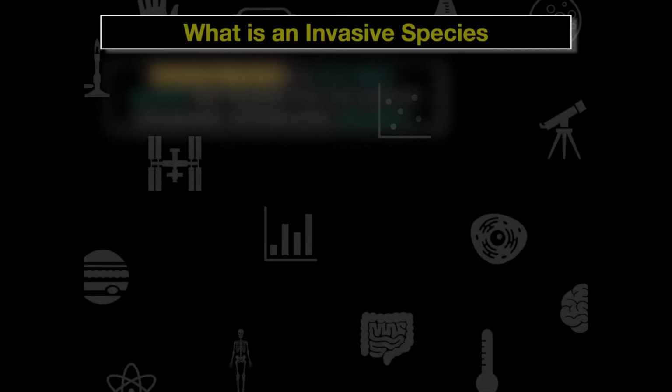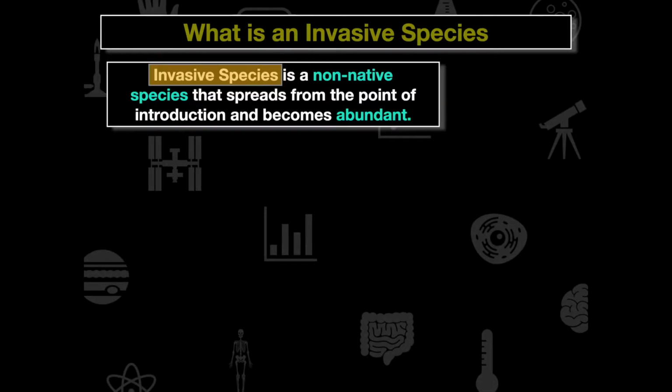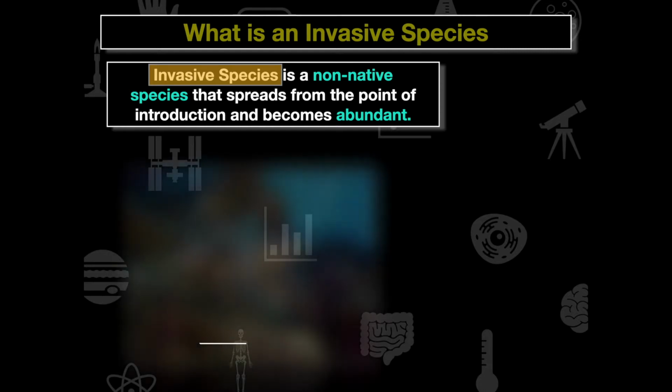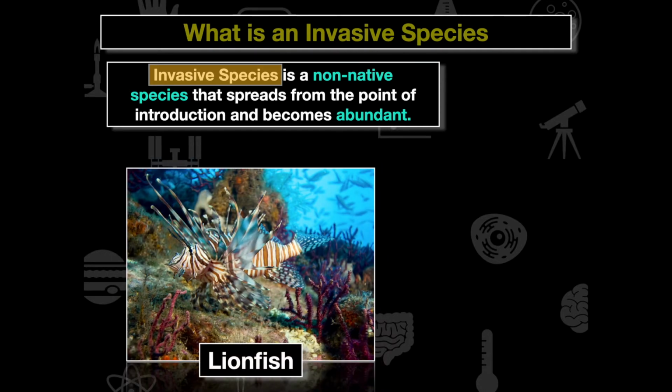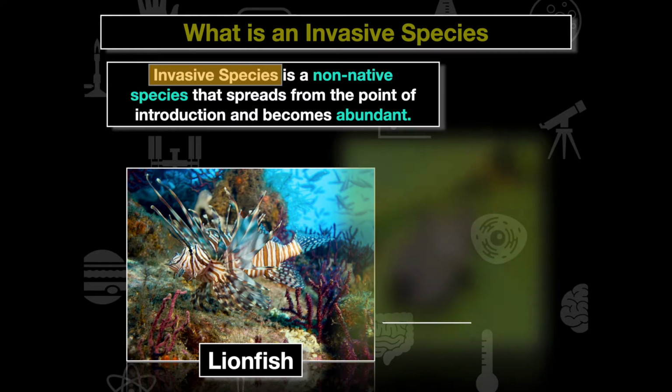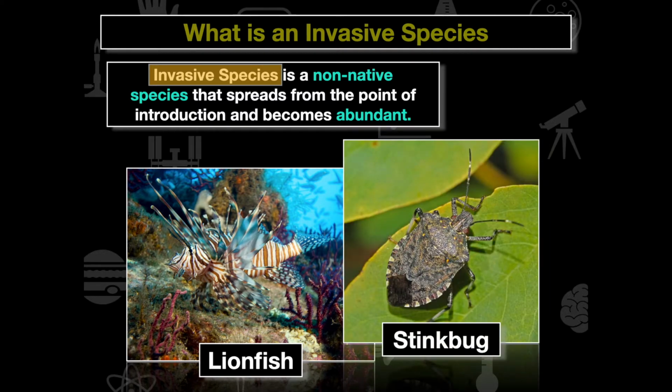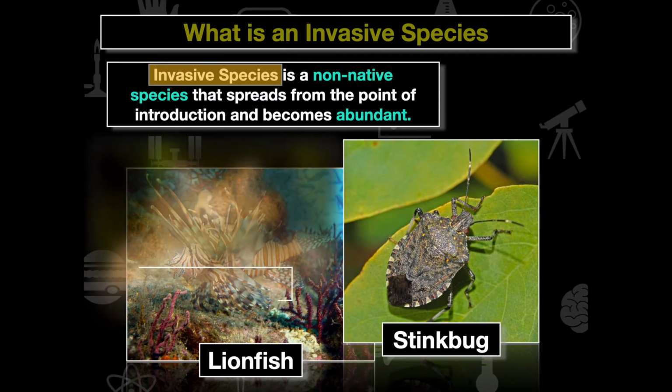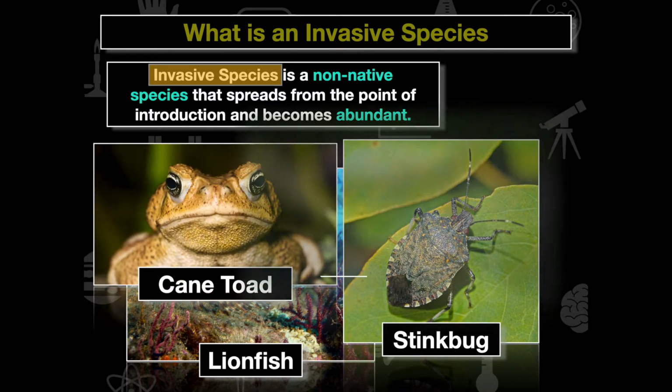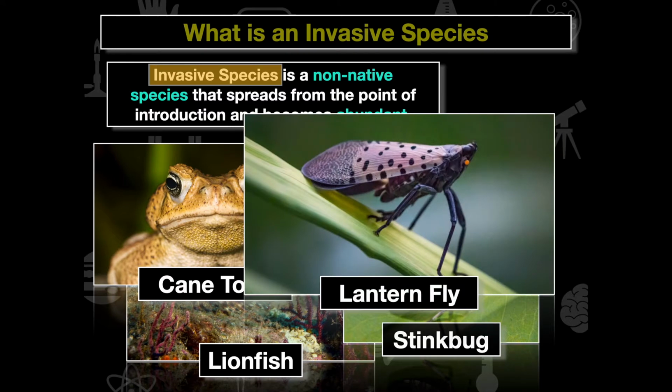So what is an invasive species? Well, an invasive species is a non-native species that spreads from the point of introduction and becomes very, very abundant. So let's think about invasive species. If we were to go to Florida, we're going to see lots of lionfish. Lionfish, stink bugs, you're probably familiar with these. Cane toads in Australia. Lanternflies.